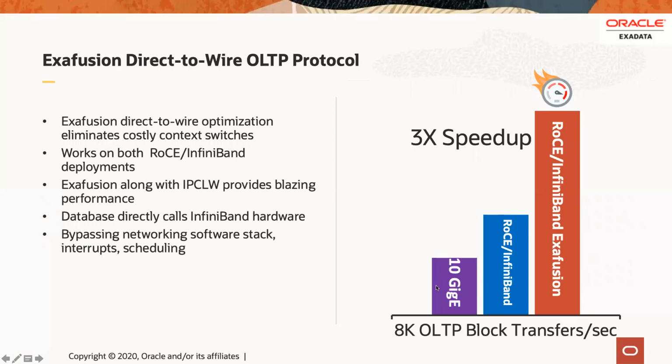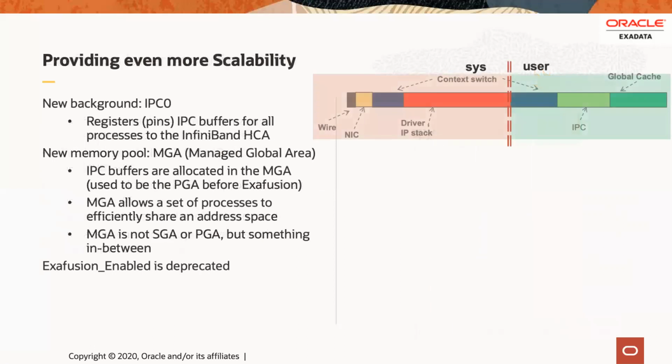If you take the typical performance of 10 gig Ethernet versus RoCE and InfiniBand, we see there's a great improvement. But with this new thing called Exafusion, which we have had for a while, this makes it like a 3x improvement. What that means is we no longer wait for the database to go from the user layer to the sys layer and all that. We bypass these things. So how does that work?